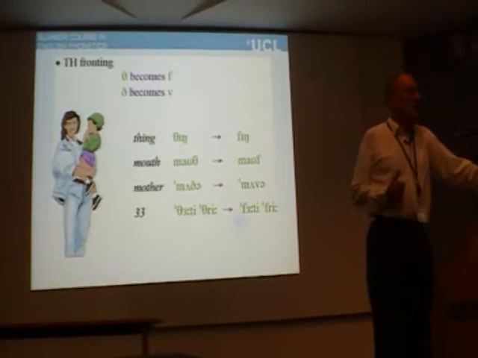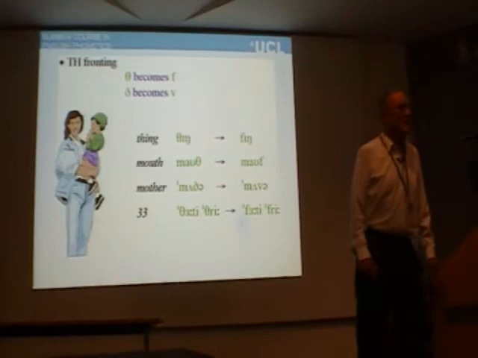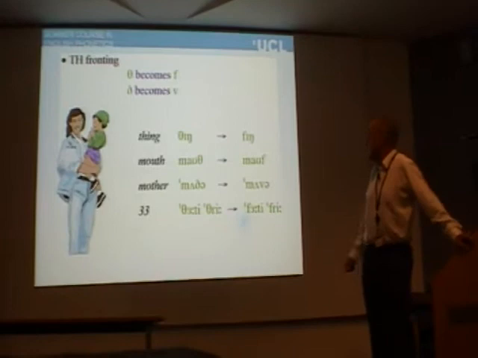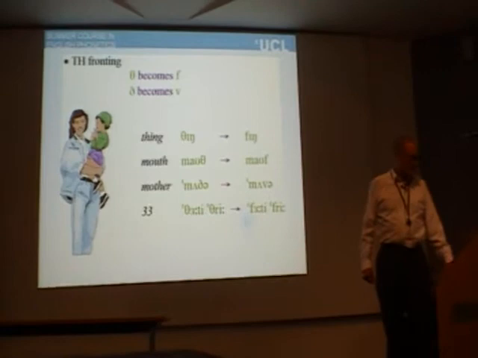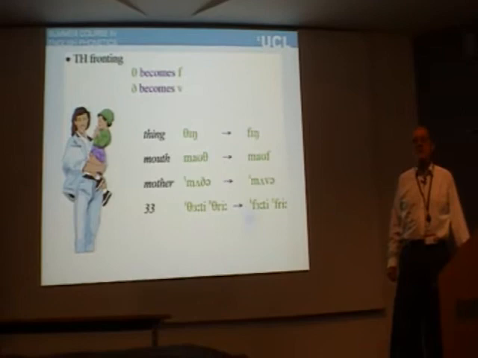When you're counting, you should go "one, two, free" rather than "one, two, three", or of course what I do, "one, two, free". Mouth becomes "mouf", mother becomes "muvver". That's the voiced one, "muvver", mother, father, brother. That's the London 33, or the London drop and stop 33.